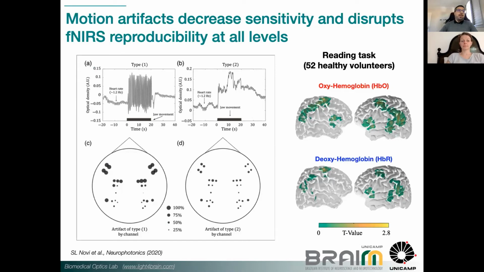So we did a very simple task, which is a reading task. It's a reading aloud task, right? Just by the fact that you are speaking when you are doing the task, you are moving the temporalis muscle, which can move the skin and therefore disturb the fNIRS signal, right? And we characterized that.